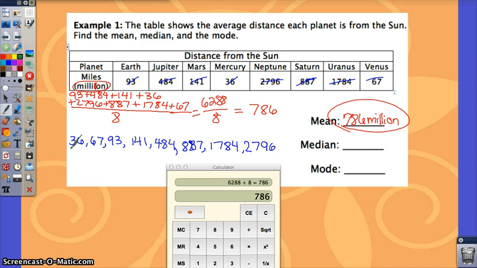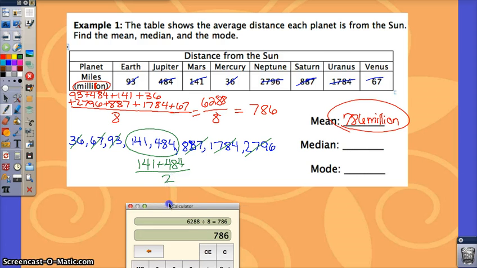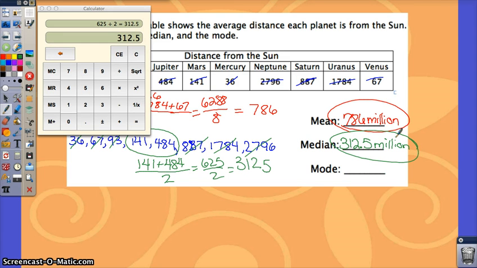So you can cross them out as you go, one from each end, or you can mark them off maybe with a check above. These two are the middle, so I have to find the average of them. If there was only one value, that would just be your answer. But since there's two, add them up and divide by 2 to find your true middle. So I'm going to have 141 plus 484 divided by 2, and I get 312.5. So it's 312 and 5/10 million. Again, I would put that million on there because it's not just in the 300s, it's million miles.